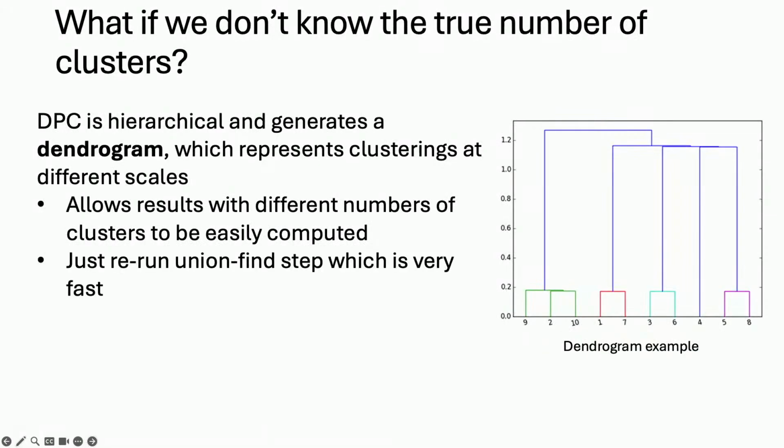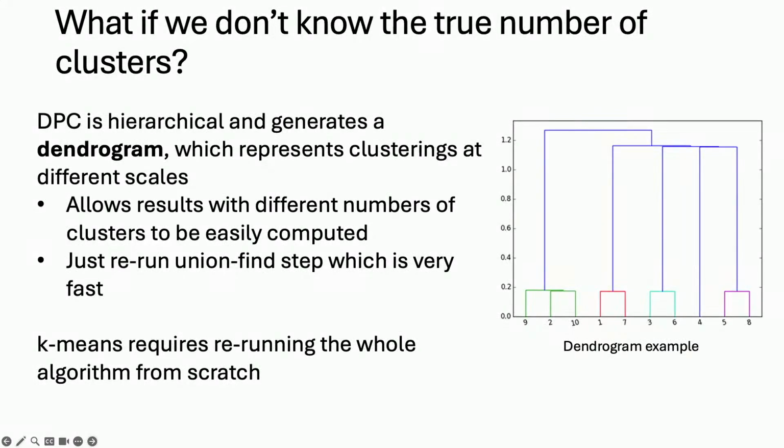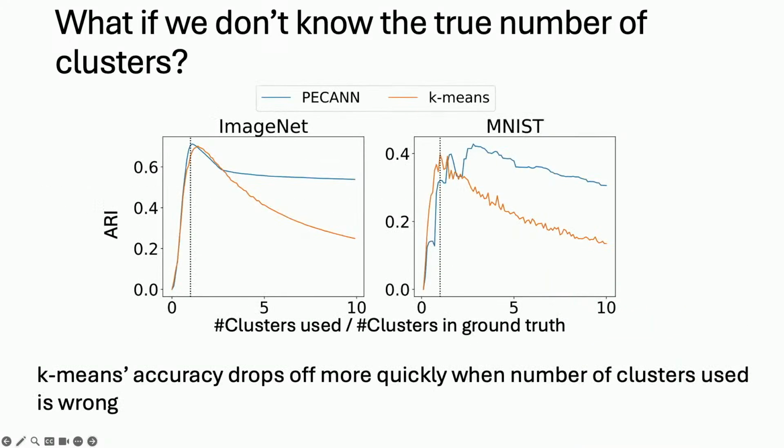Basically, if we want to cut the dendrogram at a different height, we just need to rerun the union find step, which was very fast, as we saw earlier. On the other hand, k-means requires you to rerun the entire algorithm from scratch every time, and that can be quite expensive if you want to explore different numbers of clusters.